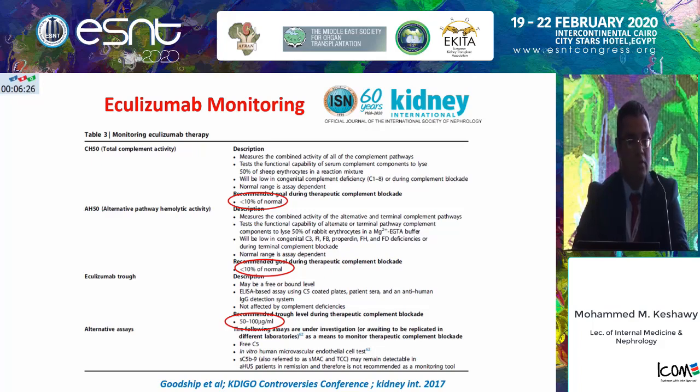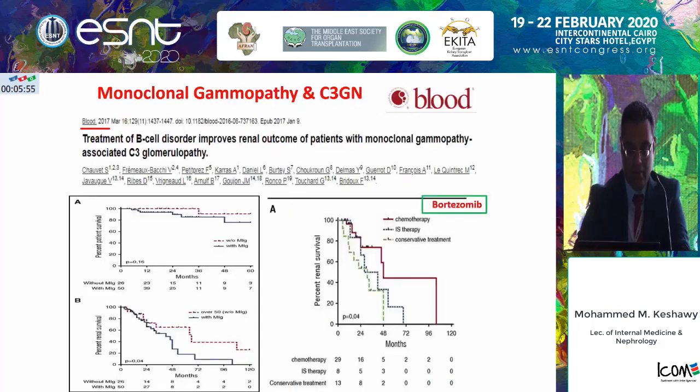When you use eculizumab, there are rules expected. You should use prophylactic antibiotics for 2 weeks during your eculizumab use, and don't forget the meningococcal vaccination before use. And regarding the monitoring of your treatment, it is advised that CH50, which is a measure of total complement activity, and the AH50, which is the alternative complement hemolytic activity, be less than 10%. And eculizumab trough level should be kept between 50 and 100 micrograms per milliliter.